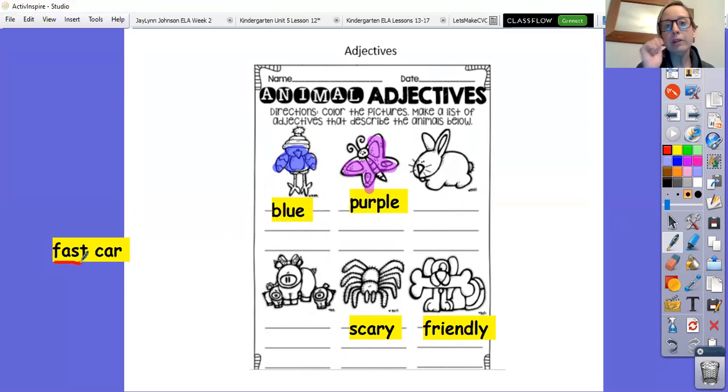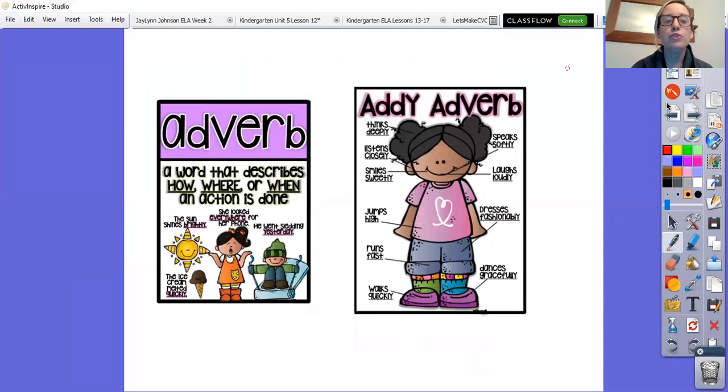All right, so I'm going to move on now to adverbs and go on with that. We don't talk about adverbs as much as we have talked about adjectives in the past. So an adverb is a word that describes how, where, or when an action is done, okay? So look, even in the word adverb, you have the word verb, just doing, okay?